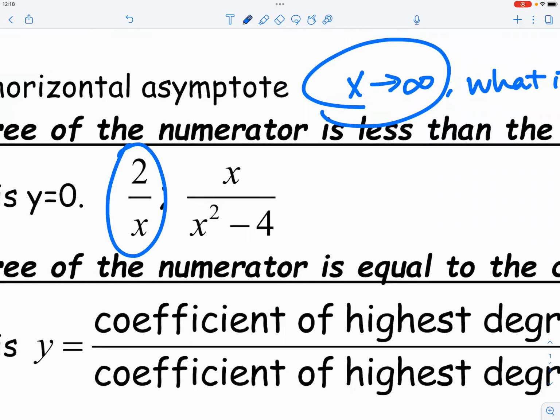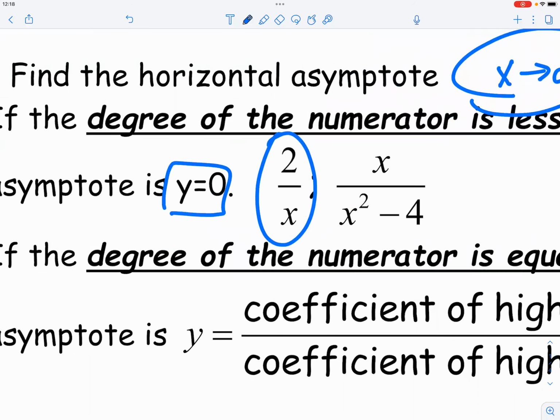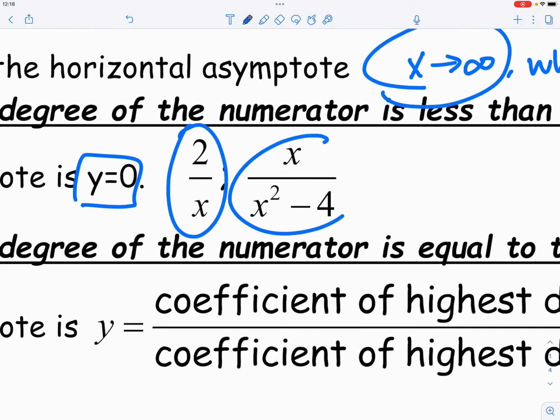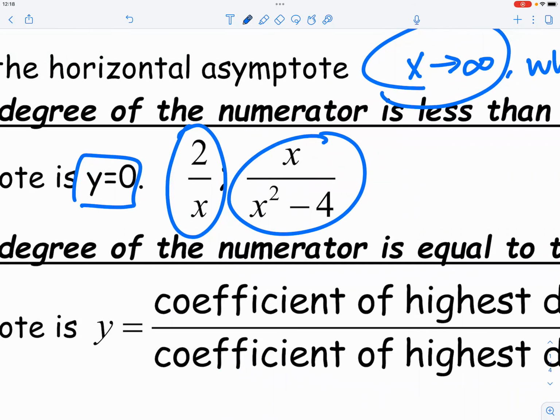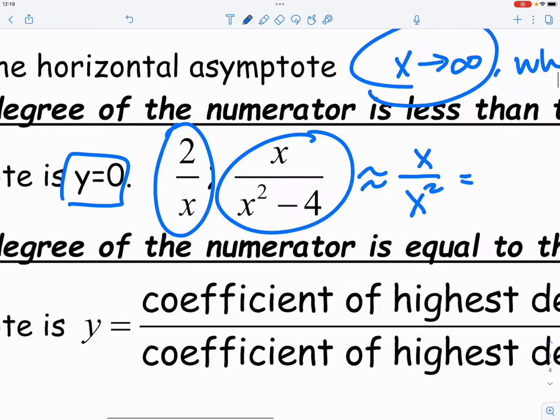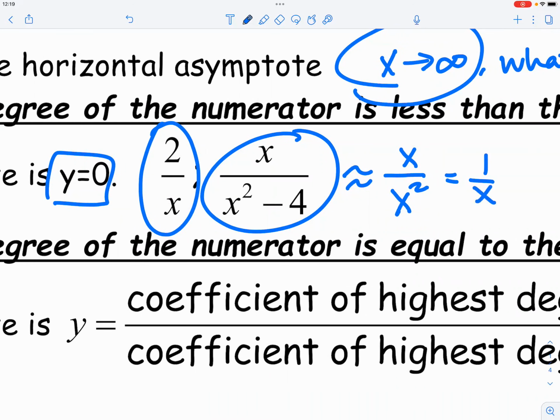So we talked about this before. If you have 2 divided by infinity, that's practically 0. Okay. Now, what about x over x squared minus 4? The thought process that we had a couple days ago was that when you have x squared, it's going to be a huge number, like infinitely large, and then you subtract 4. What is infinity minus 4? It would still be infinity, right? So we can reduce this to x over x squared. And then you can simplify this to 1 over x.